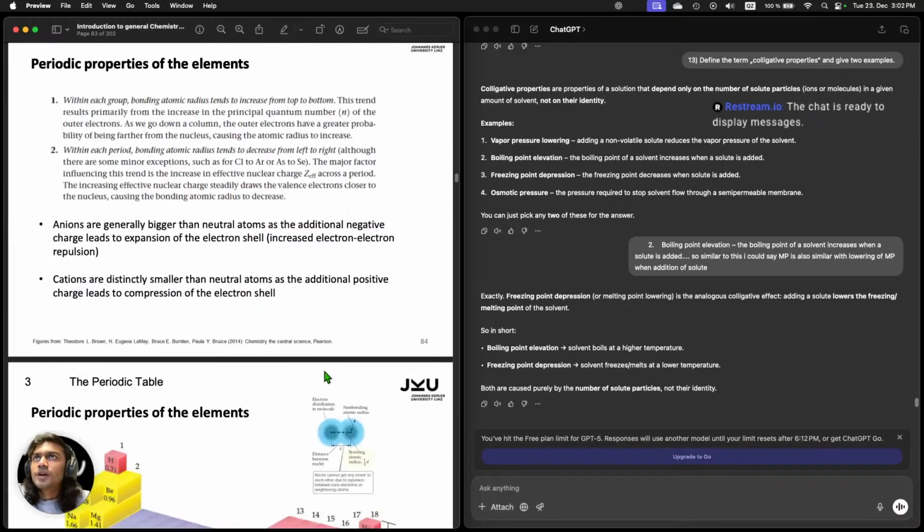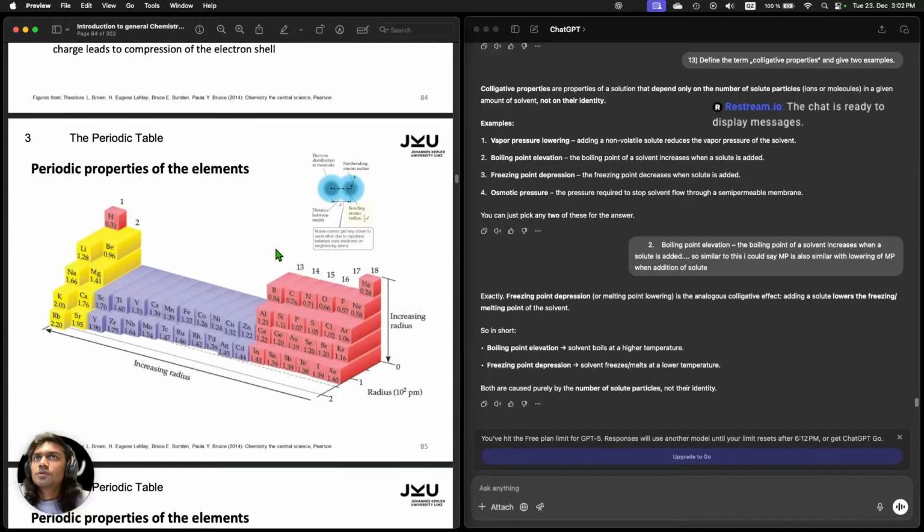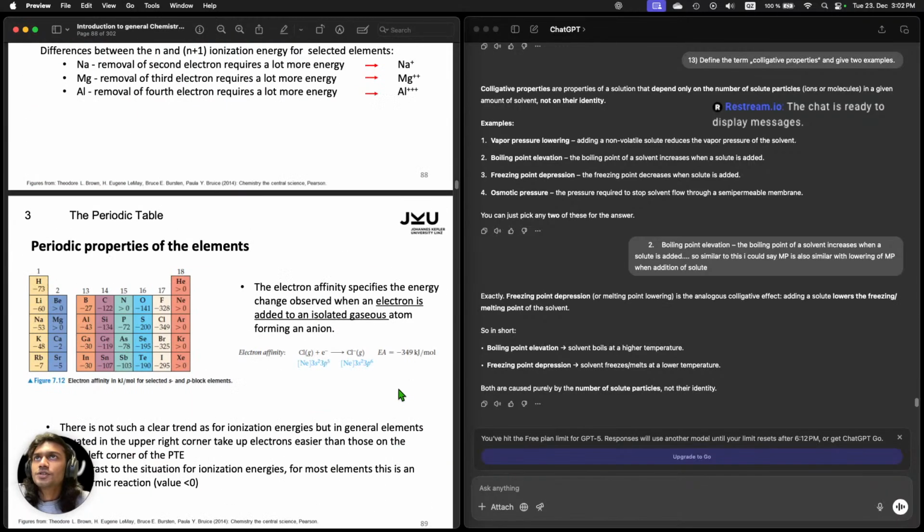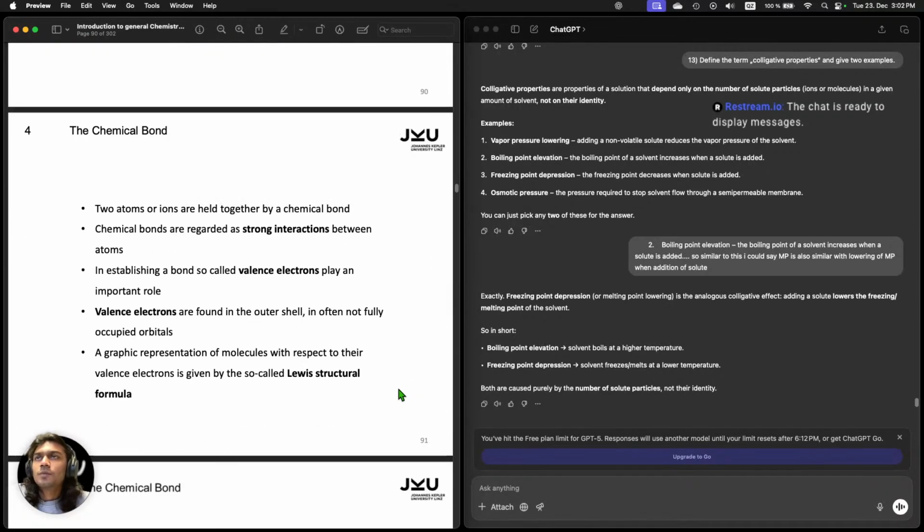Properties of elements. Anions are generally bigger than neutral atoms. Ionization energy. I think we should stop with chemical bond.